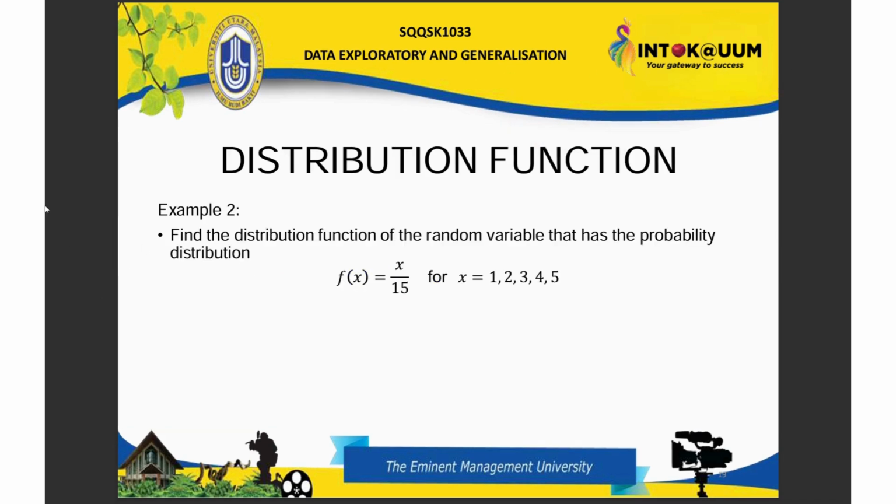Let's work through a detailed example. Find the cumulative distribution function for the random variable X with probability function f(x) equals x over 15 for x equals 1, 2, 3, 4, and 5.